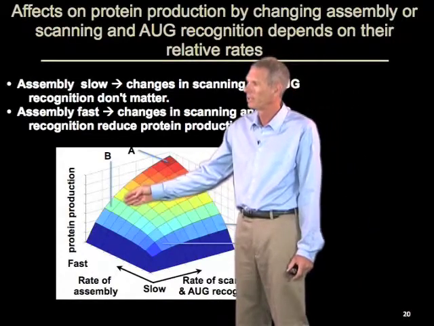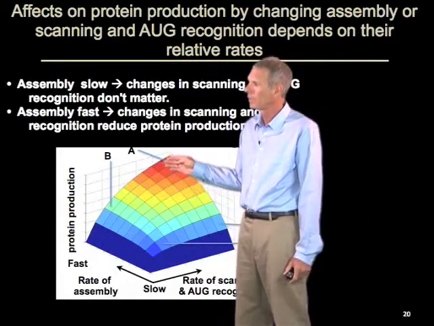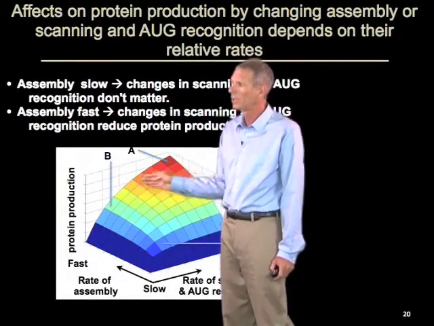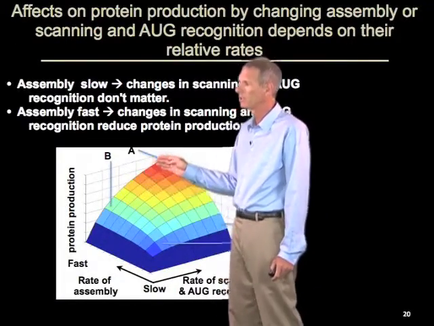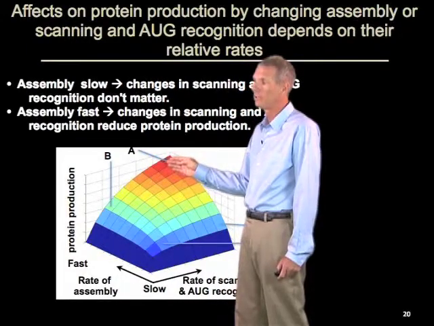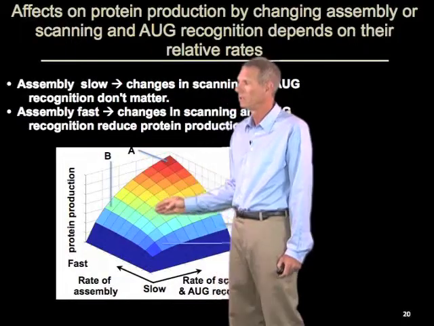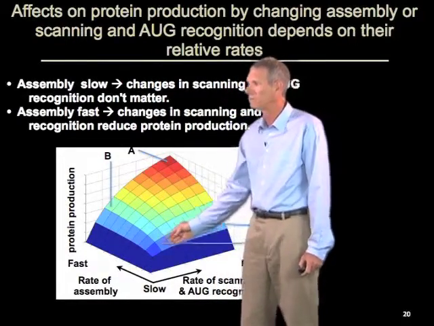Okay, so that would be out here. Now, if we change the rate of scanning and AUG recognition from fast to slow, we get a significant change in the amount of protein produced. When the rate of scanning and AUG recognition is fast, there's a lot of protein. Now, if you decrease it, there's less protein. Whereas for this RNA, there's relatively little change at all.